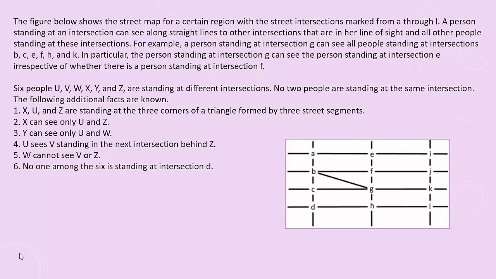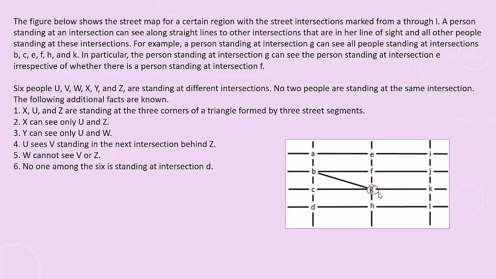The figure below shows a street map of a certain region with the street intersections marked from A through I. A person standing in the intersection can see a long straight line or other intersections that are in her line of sight and all other people standing at these intersections. For example, a person standing in the intersection G. So they had given you one example.